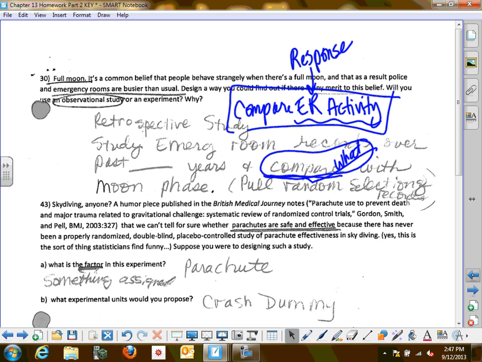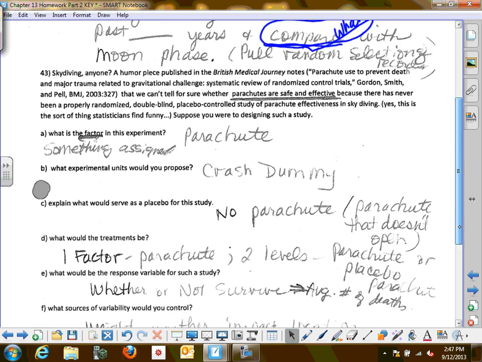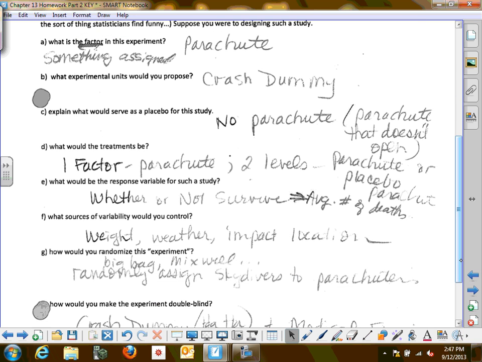All right. So hopefully you can start to be a more analytical writer in your descriptions of things. Here's the parachute problem real quick if you want to see it. It's kind of silly. The response variable is how much damage was done, whether you survived. I would probably use a crash dummy so you're not putting a person up there with a placebo parachute.